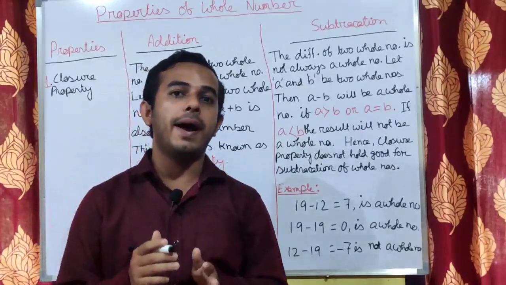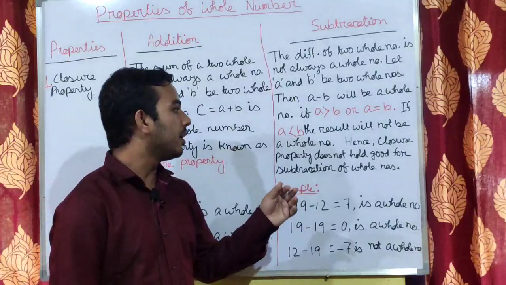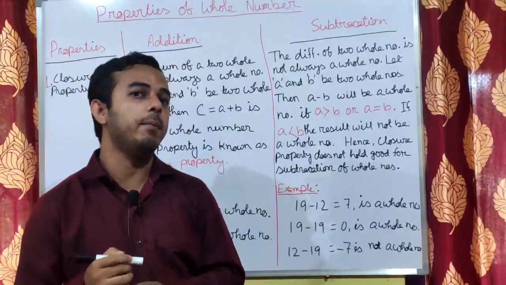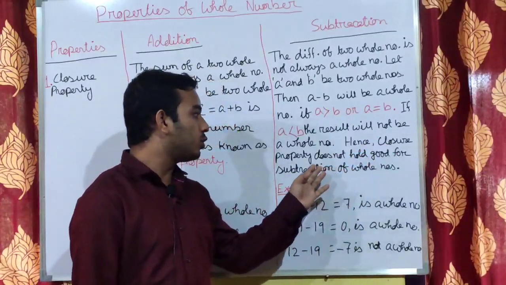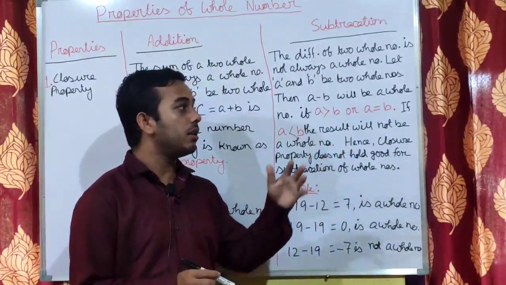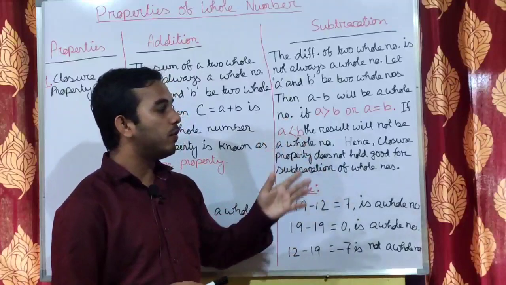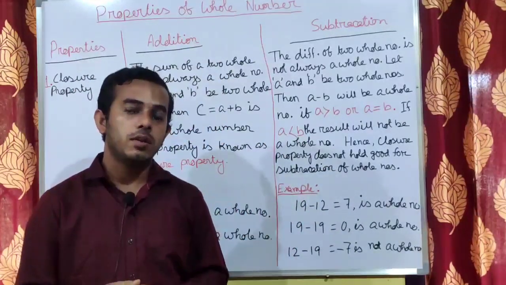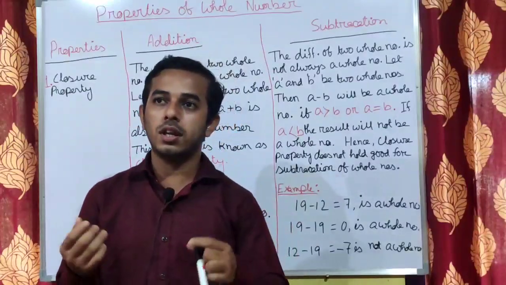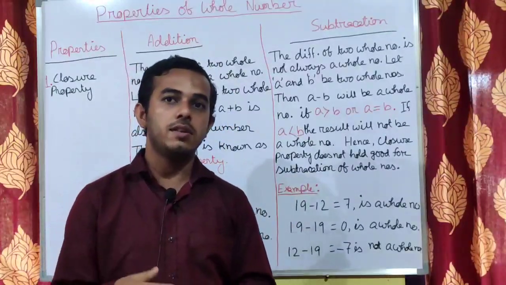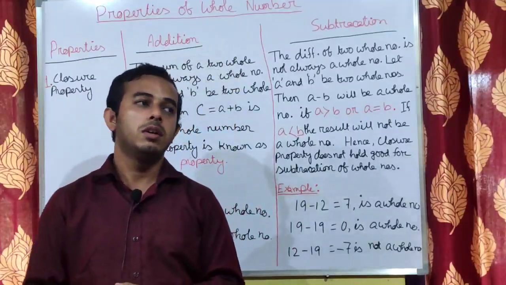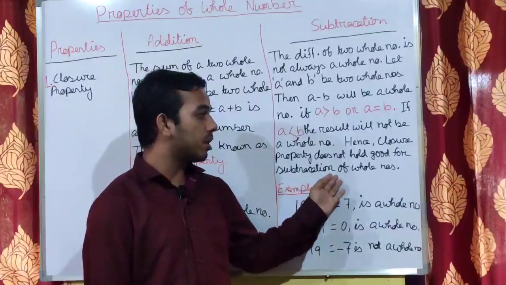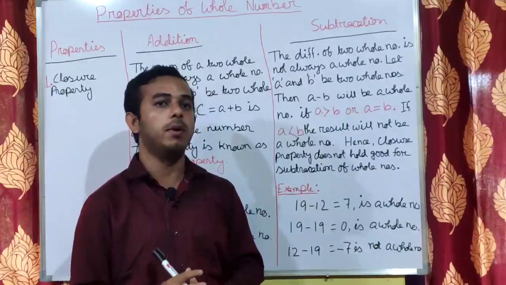The result will be minus 3, right? The minus 3 is what? Minus 3 is a negative number. Hence, closure property. So, is the result of subtraction always a whole number? That means I want to say that when we subtract any whole number from another whole number, is this always a whole number? No. That's why closure property does not hold good for subtraction of all whole numbers, right?